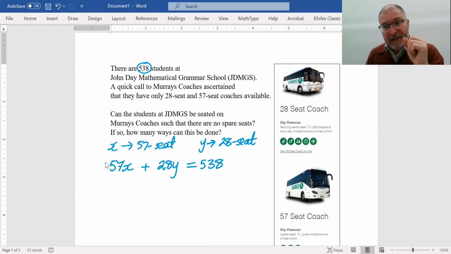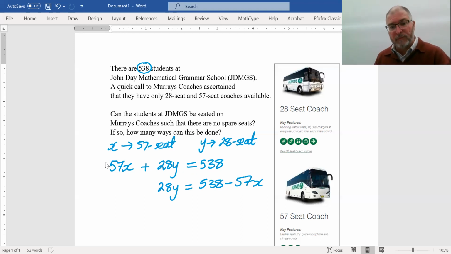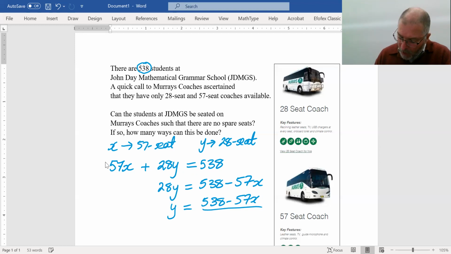Y is the number of 28-seaters, so it must be a positive whole number, therefore an integer. So I'm going to rearrange this and see if Y for sure ends up equaling an integer that I can just, boom, see the answer. Watch this. I'm going to say 28Y equals 538 minus 57X. I just minus 57X off both sides. Then I'm going to divide by 28 to get the Y by itself. Y equals (538 minus 57X) divided by 28.